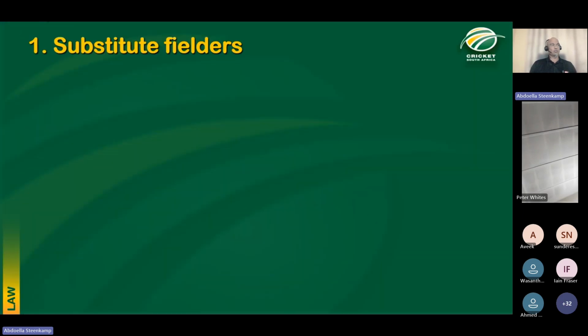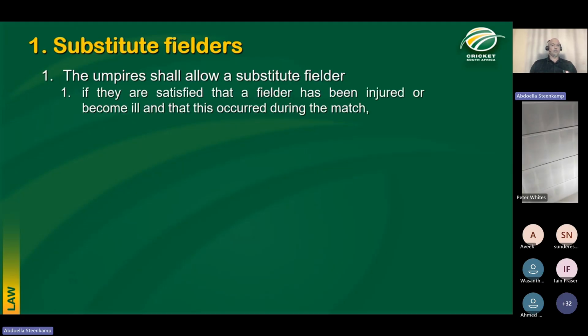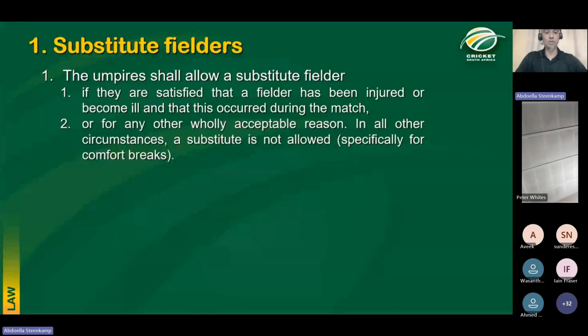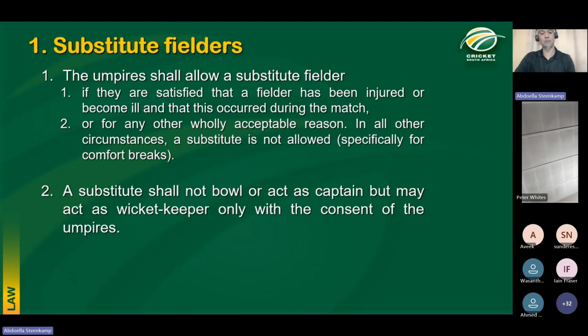Fielder's absence and substitutes. So when can we allow a substitute? If the umpires are satisfied that a player has become injured or ill and that this injury or illness happened during this match, no issue, we'll allow a substitute fielder. Also, for wholly acceptable reasons, we'll allow a substitute fielder. What powers does the substitute fielder have? Very little powers. Substitute cannot bowl, cannot bat, cannot act as captain. Yes, can be wicketkeeper, but only with the consent of the opposing captain.